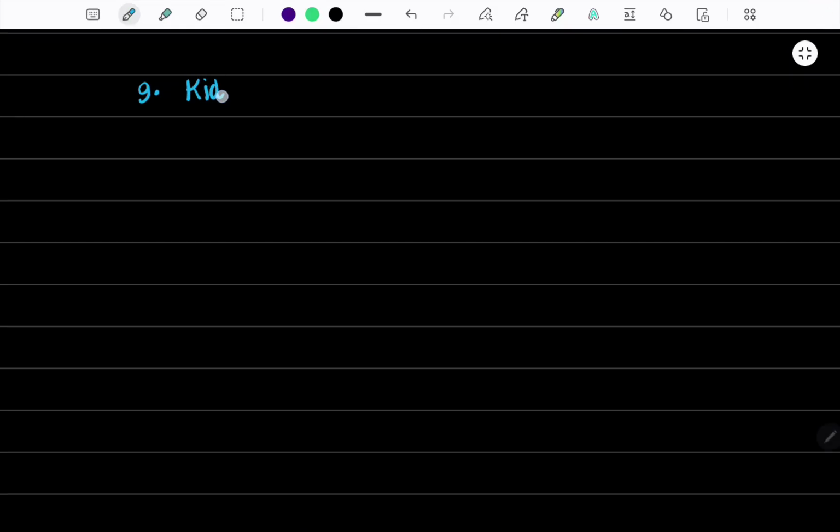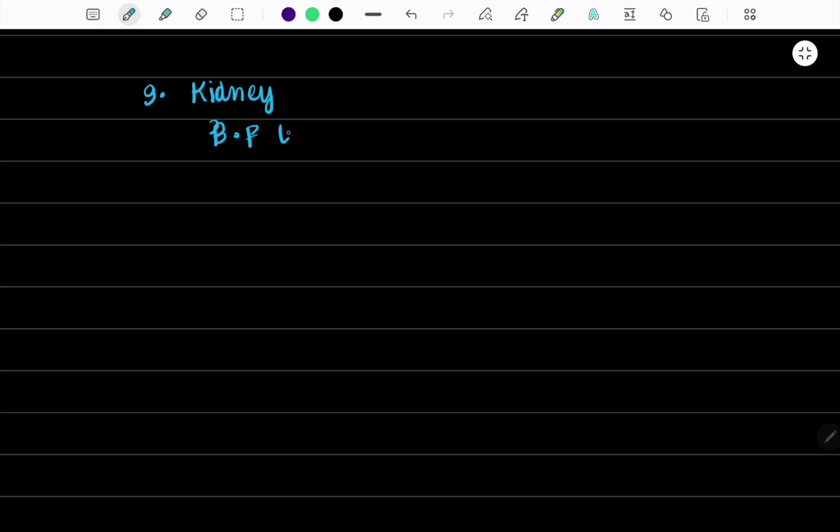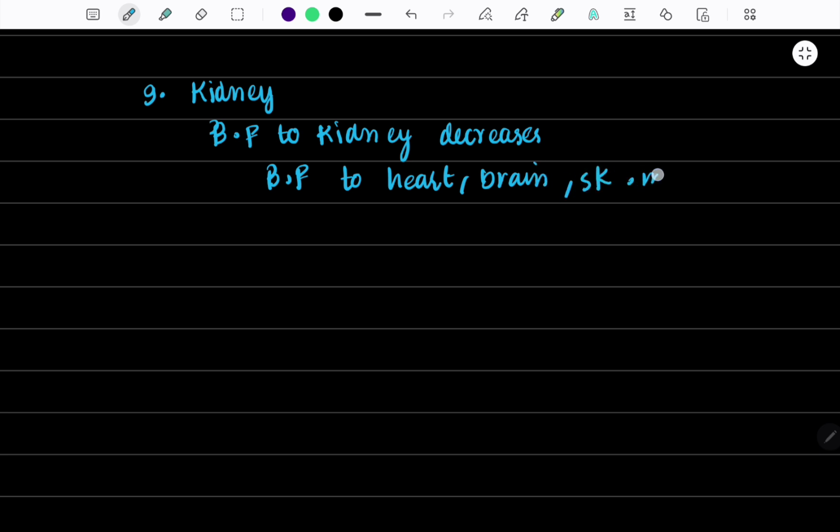Next function is about the kidney. You also have to remember this function, because you will study about this in most of the drugs and mechanisms of action. So basically when we talk about the kidney, you have to remember that in the sympathetic system, the blood flow to kidneys decreases, because we know that blood flow to the heart, brain and skeletal muscles increases. So obviously the blood flow towards the kidney decreases, right?